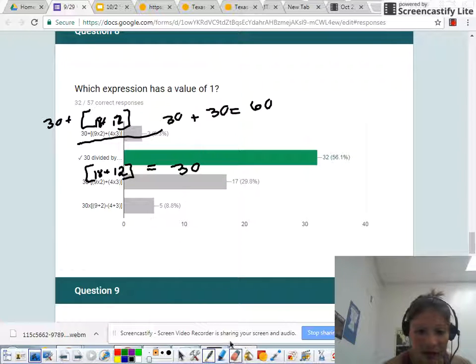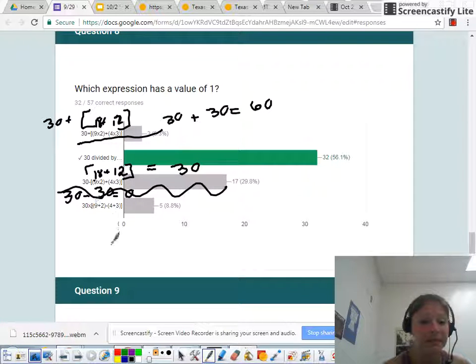Oh no, I accidentally got this one a little bit too much. Okay, and 30 minus 30. So this whole bracket is 30, and now you have 30 minus 30. Well, that equals 0, so that can't be it. Last one, down here, this one.